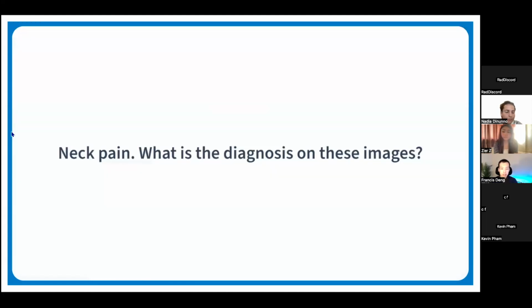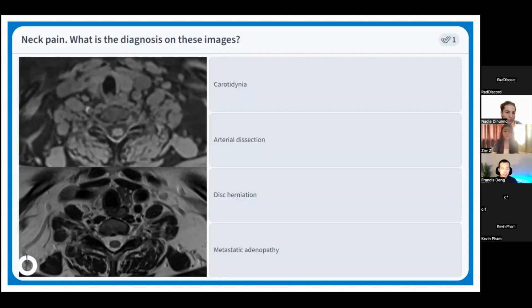So without further ado, let's get started. We have a patient with neck pain. What is the diagnosis that is seen on these images?